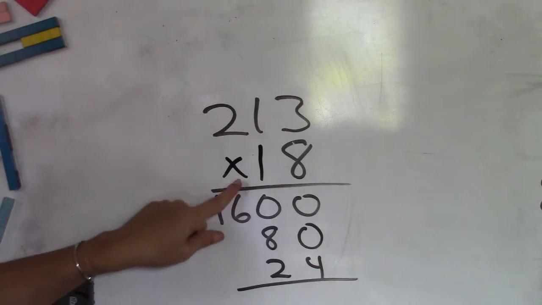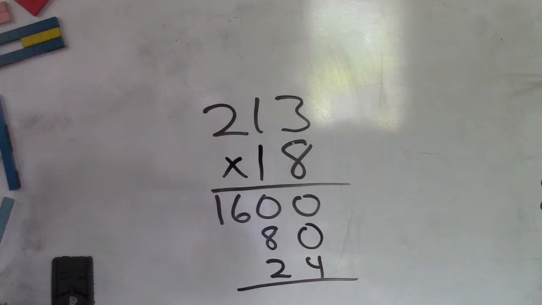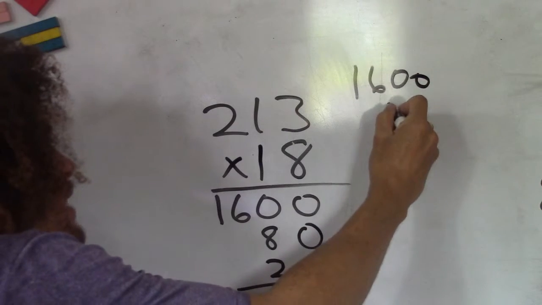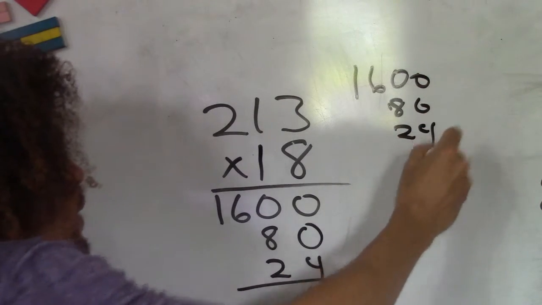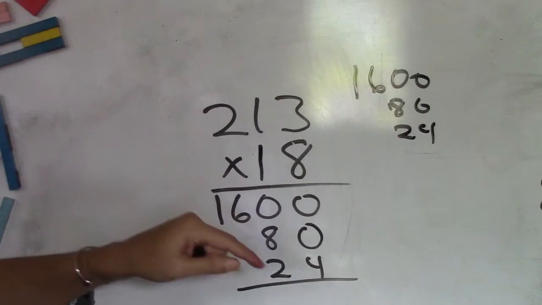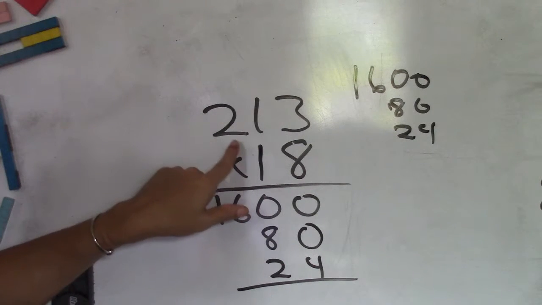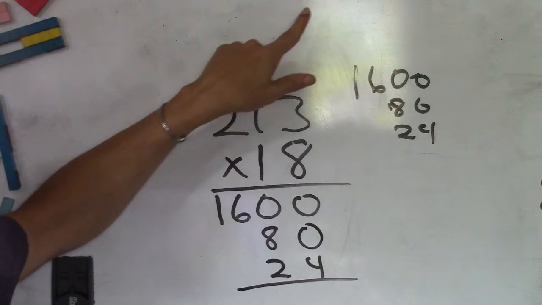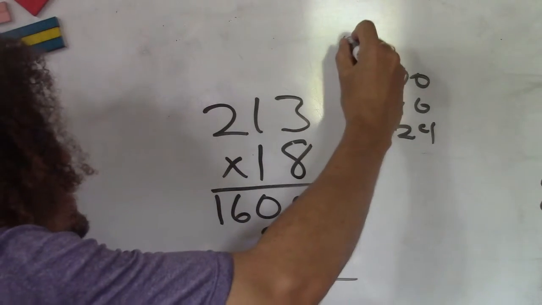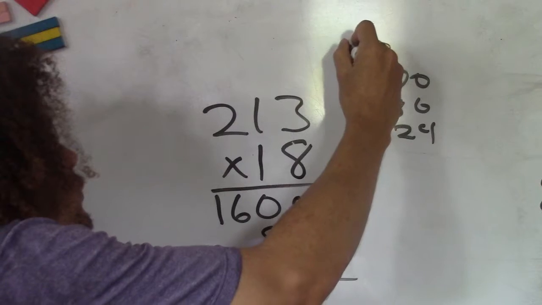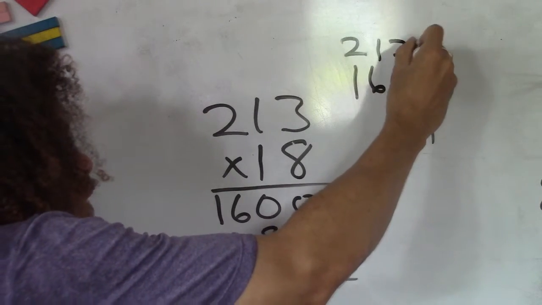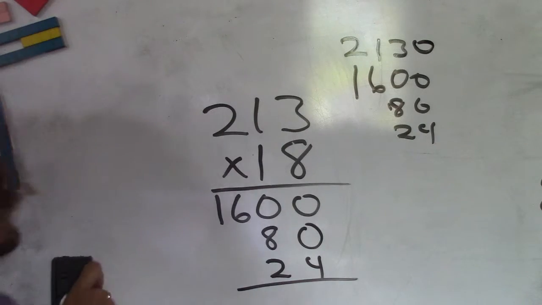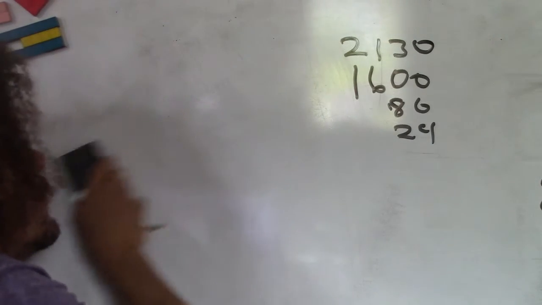Now what are we going to do? We're going to have one more set of numbers. So I'm going to write this over here. I'm going to have 1,600, my 80, and my 24. And then I'm going to have 10 times this. Like I said, count the big ones first. So I'm going to put that right here. Hopefully you can see it. We're going to have 2,130, just 10 times.